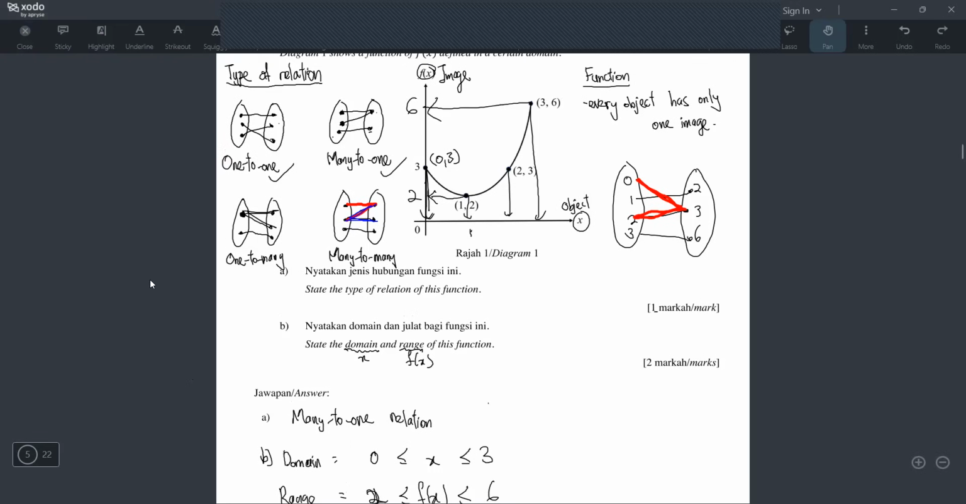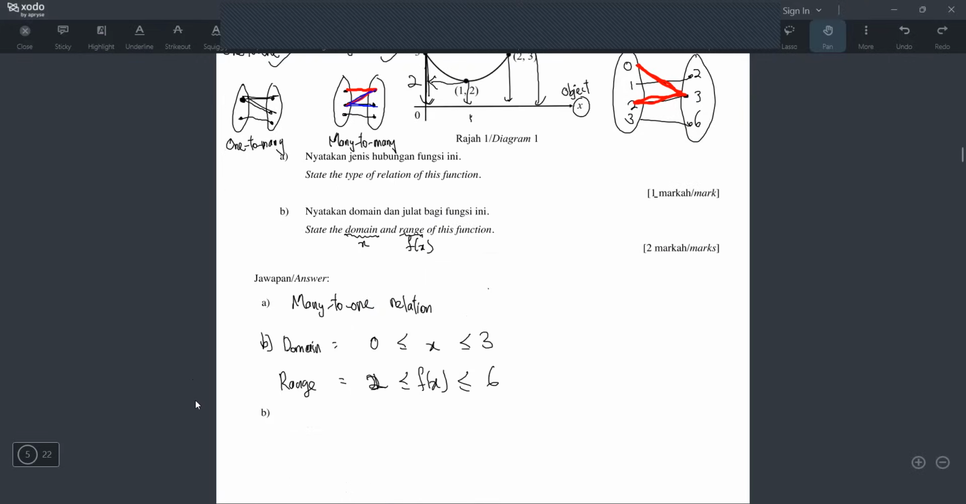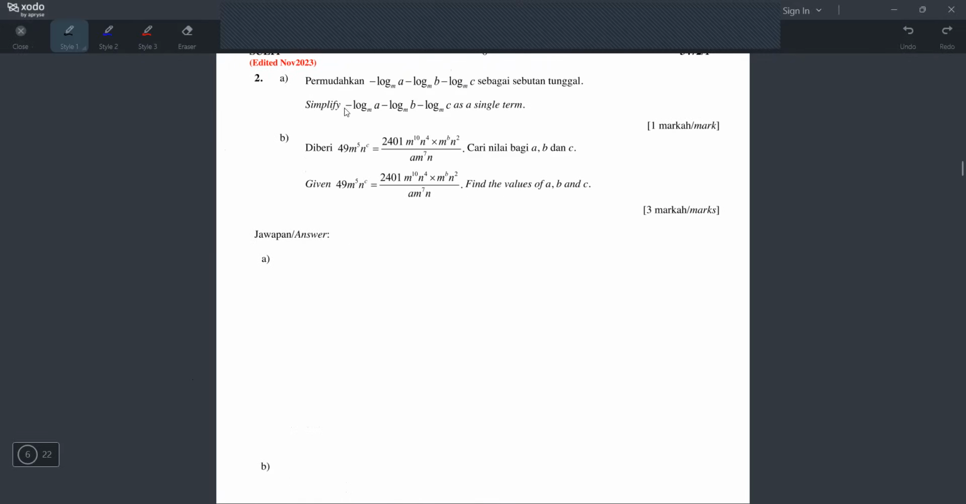So this is the method. Of course, everything I read above here is not the working. These are just my explanation, just the notes for you to remember. The working is this one. All right, so that's all. Let's continue with number 2.